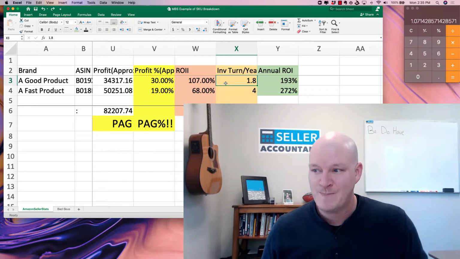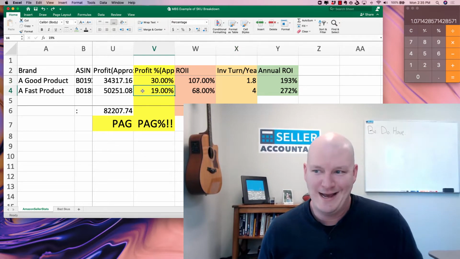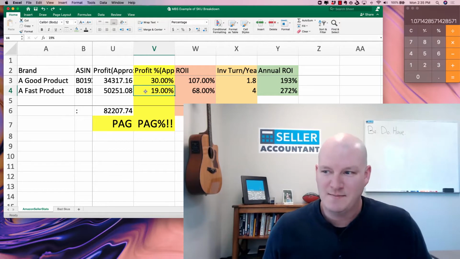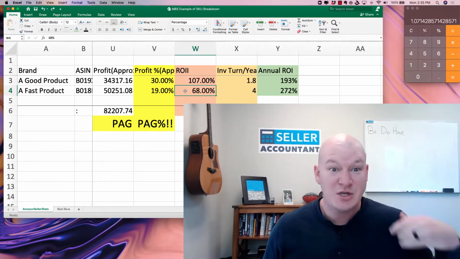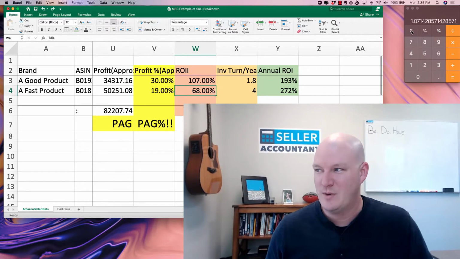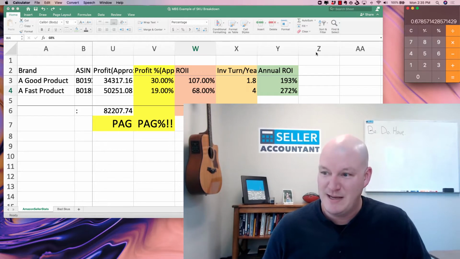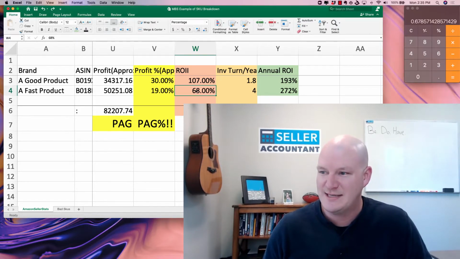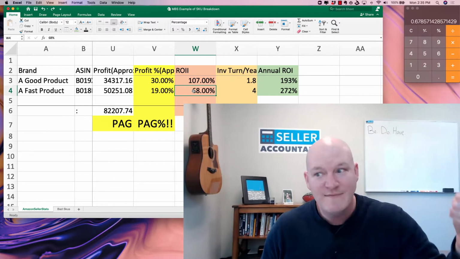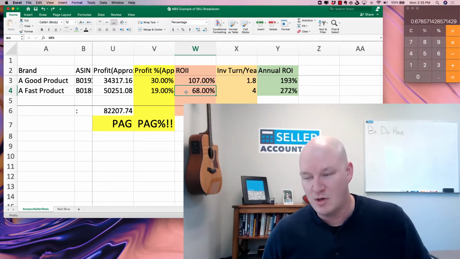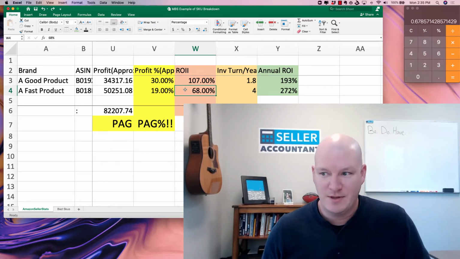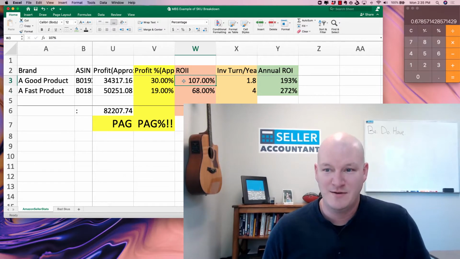So if I compare that to a product that's slightly less profitable, in fact, 19% is way less profitable, and it's the same 28% cost of goods sold. So now I take my 19% net profit divided by the 28% that I had to spend to secure the product, and you can see that's why I got a 68% return on inventory investment. That's much lower, only two-thirds of what the ROI is for the good product.